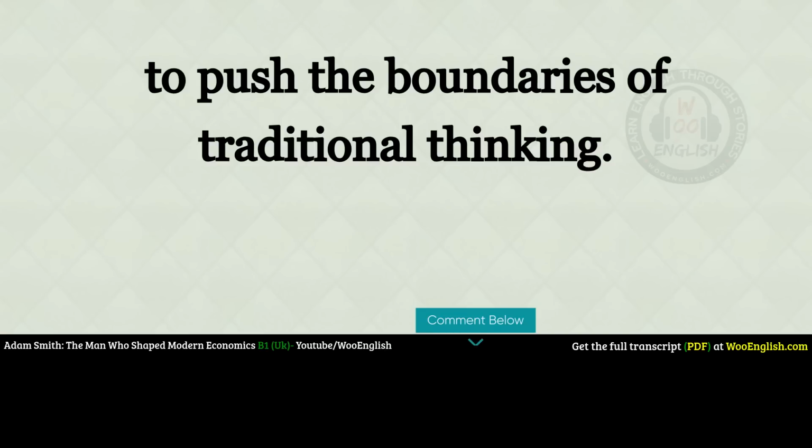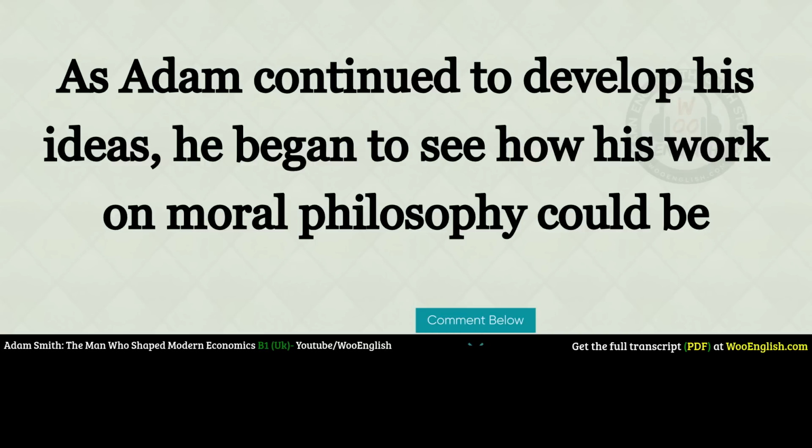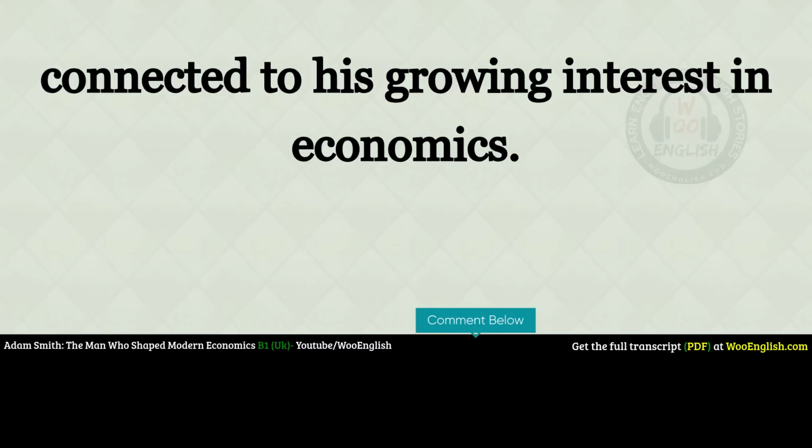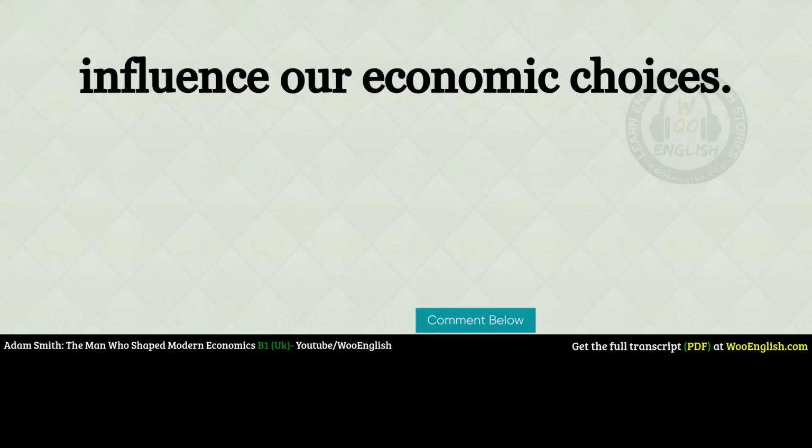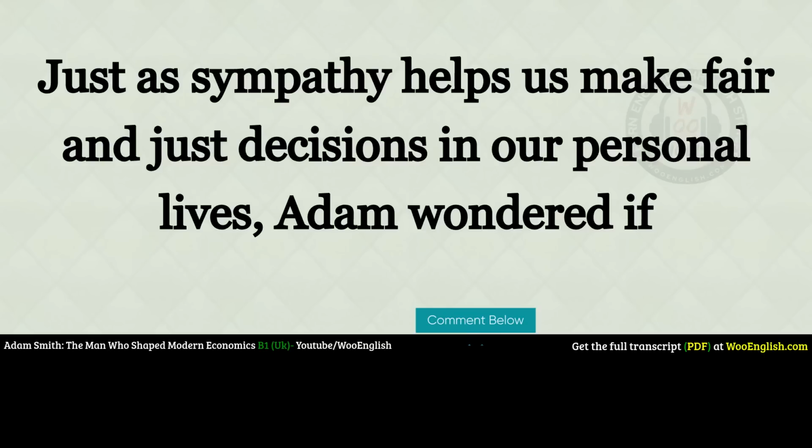Hume's influence on Adam was profound, helping him refine his ideas and giving him the confidence to push the boundaries of traditional thinking. As Adam continued to develop his ideas, he began to see how his work on moral philosophy could be connected to his growing interest in economics. He started to think about how the same principles that guide our moral decisions might also influence our economic choices.